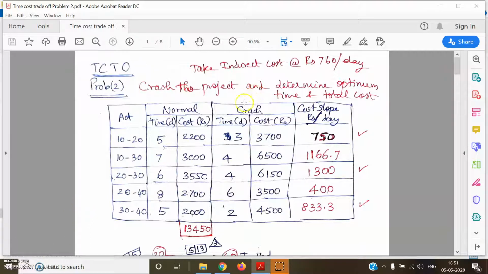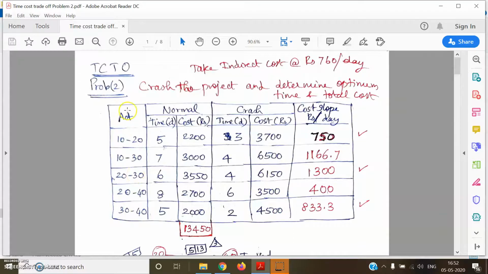Time cost trade-off is basically dealing with the concept of optimizing on time and total cost of completion of the project. Okay, total cost is the sum of direct and indirect cost in a project. And so we'll straight away go to the second problem now.